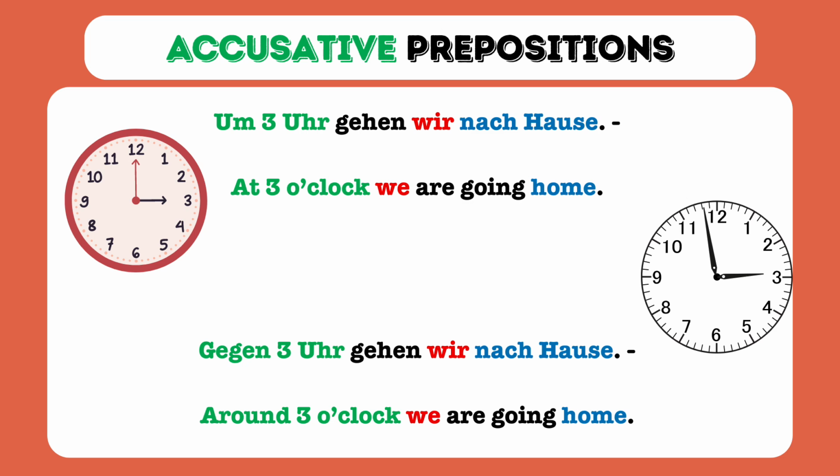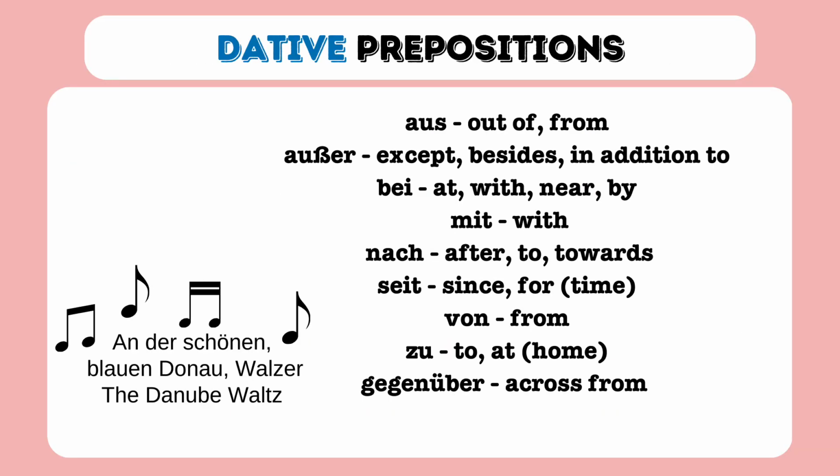Just remember that um means around when we're not talking about time, but whenever you're using it with time, it means at. And gegen means against whenever it's not being used with time, but gegen means around when we are using it with time. Next up we have the dative prepositions, basically prepositions that always use the dative case.